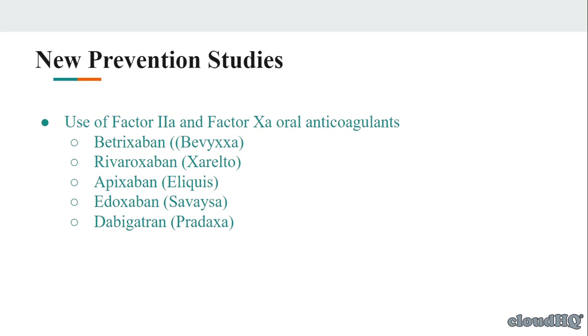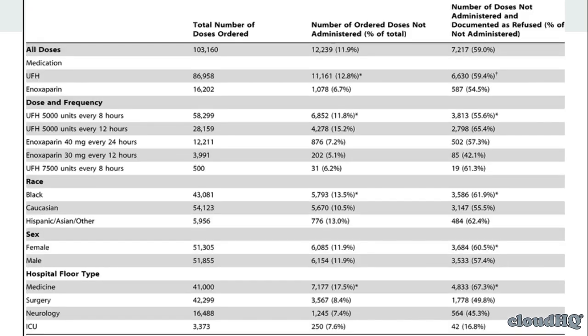The table we have here shows the total number of doses ordered, number of ordered doses not administered, and number of doses not administered and documented as refused. So if we are able to increase the amount of doses administered, it would in turn reduce the number of patients who developed VTEs during hospital stays. Addressing the multiple issues that can lead to patient refusal or doses not administered is the first step in fixing the issue here of such a high percentage of doses not being administered.